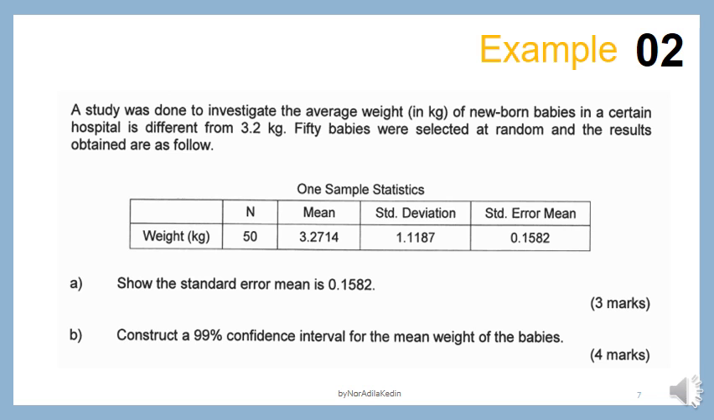Now let's look at another example. A study was done to investigate whether the average weight in kilograms of newborn babies in a certain hospital is different from 3.2 kilograms. 50 babies were selected at random and the results obtained are as follows. Show that the standard error of the mean is 0.1582 and construct a 99% confidence interval for the mean weight of babies.